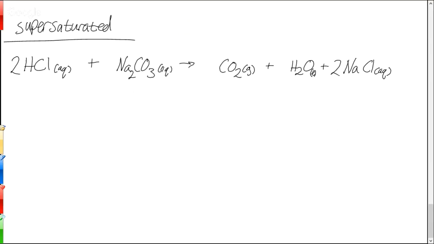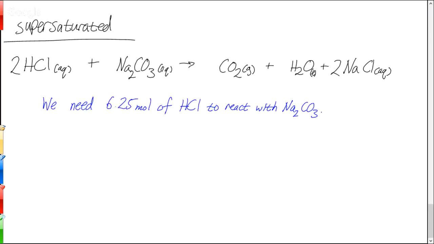So let's say we figured this all out, we figured out our mole ratio, and we figured out in this equation that we need 6.25 moles of HCl to react with the sodium carbonate that we have. I didn't get that from the equation or anything, just a made up number. That's how much we figured out. We used mole ratios and figured out we need 6.25 moles of this to react.